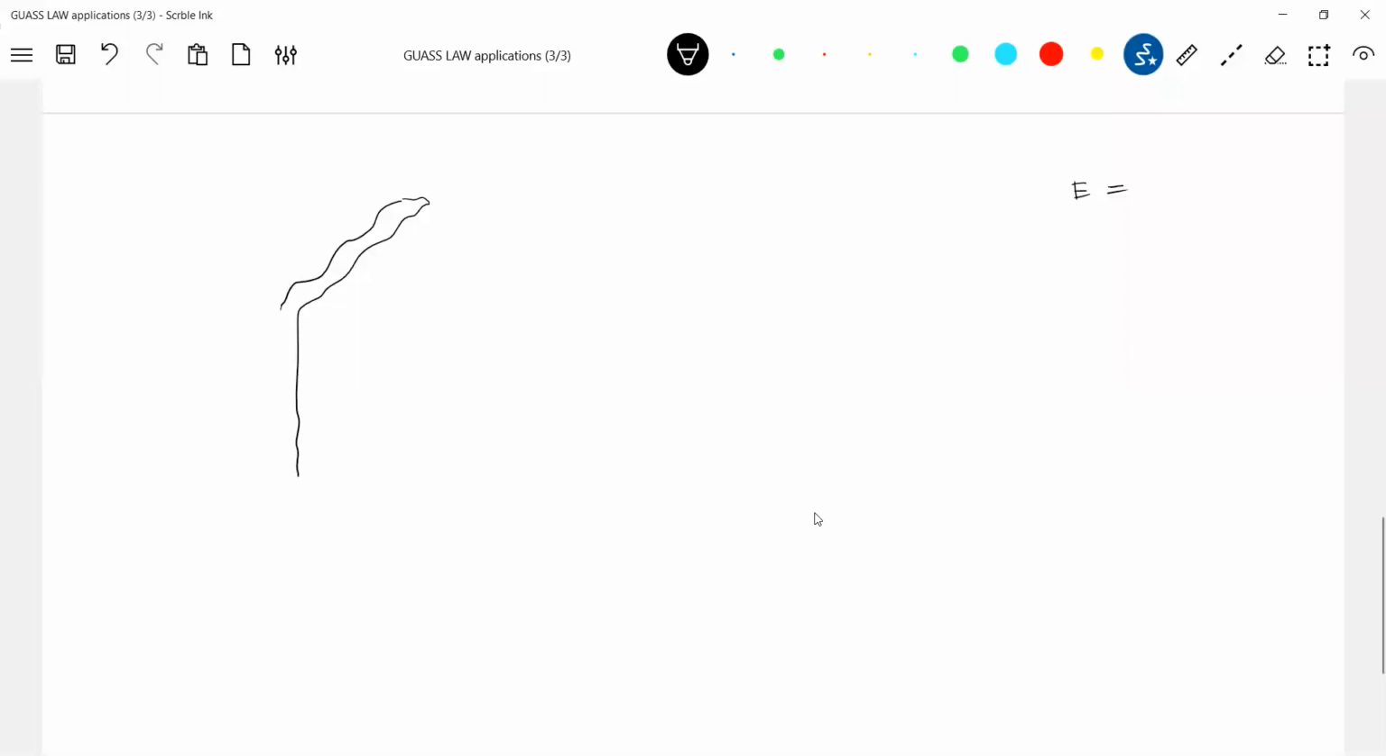2 pi sigma G. Only this much, huh? Yes, fine. Yes, sir. Now you see that the same thing I'll derive now using Gauss law.